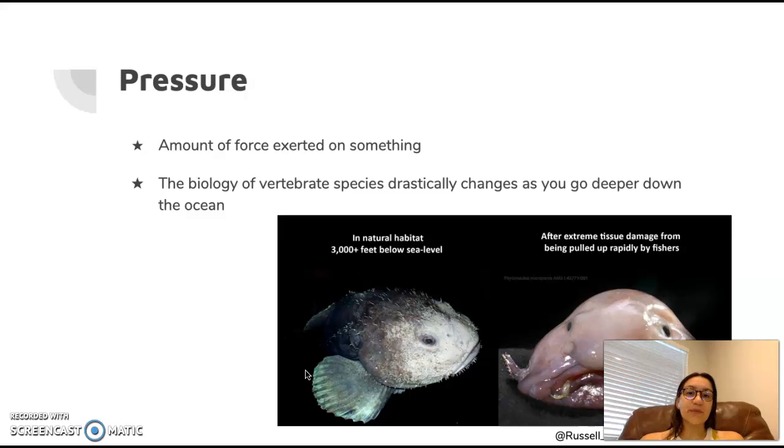This is a picture of what is commonly called a blobfish. The natural habitat of these fish is 3,000 feet below sea level. Humans can't even go that deep scuba diving. The only way for these to be seen is through an ROV sent down. The left photo is what the fish is supposed to look like at 3,000 feet, while the right fish is what causes it to be a blobfish when fishers rapidly pull it up and it's not in its environment anymore.